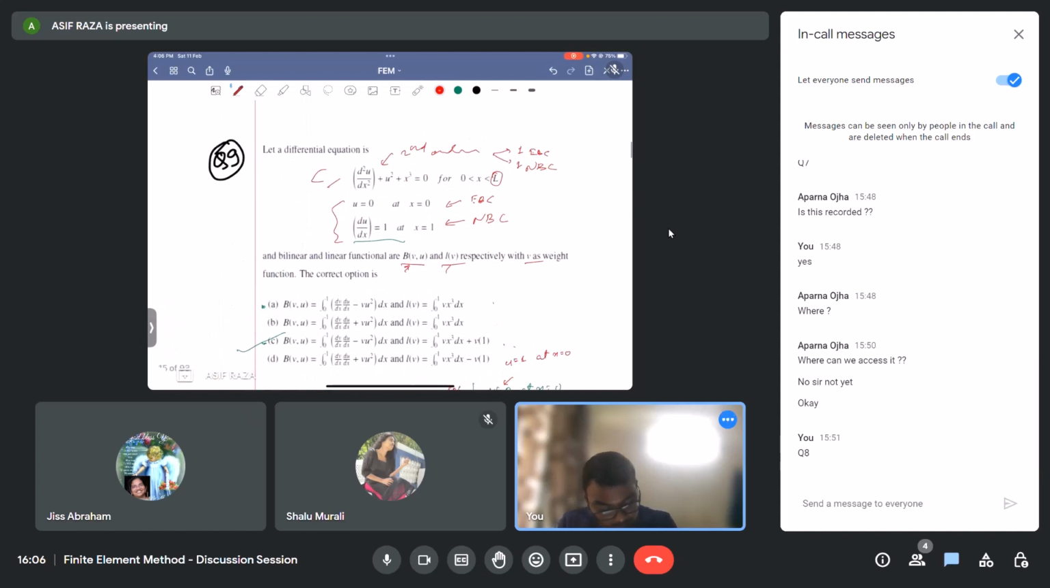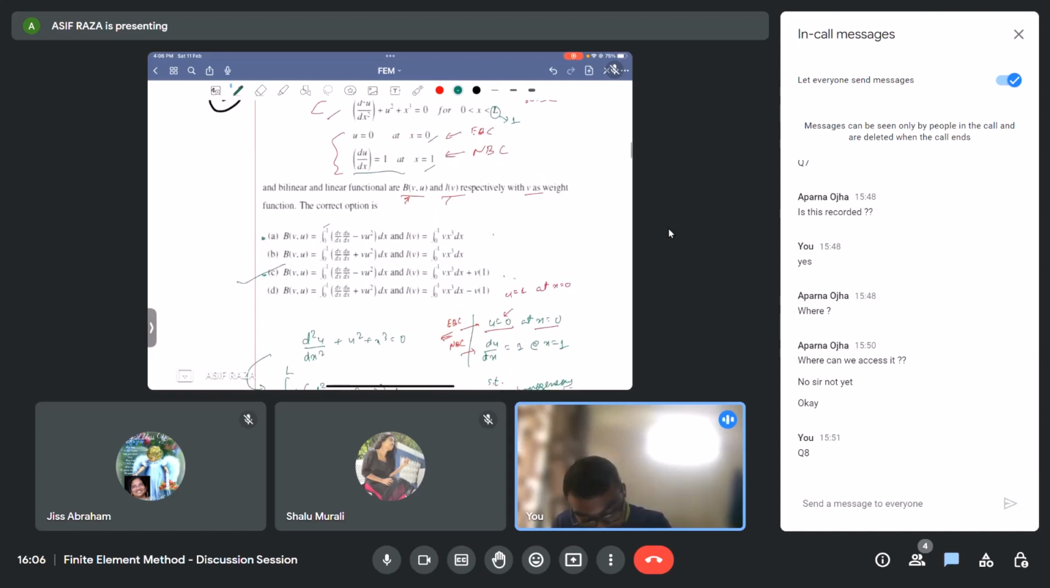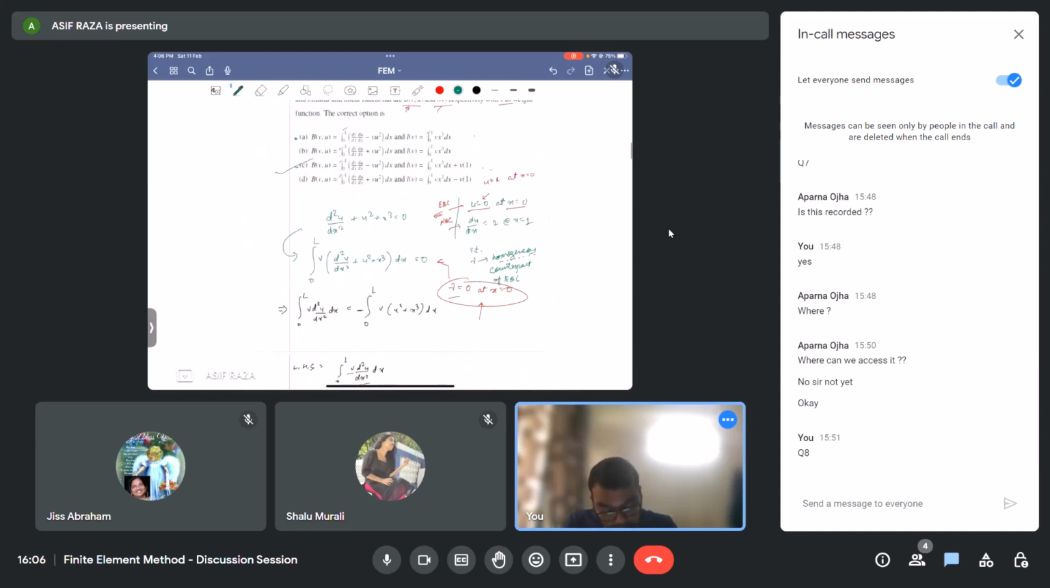There's a typo here. Yeah, you pointed out correctly. The domain is 0 to 1, so everything is given in terms of 1 only. See, the domain integration is done from 0 to 1. Yeah, you pointed out correctly.